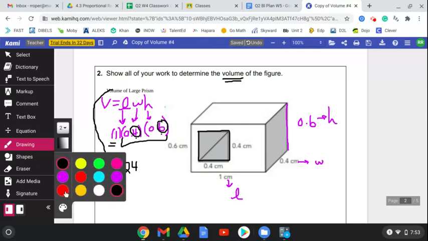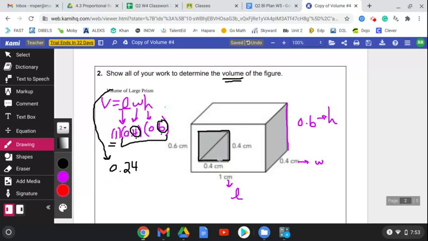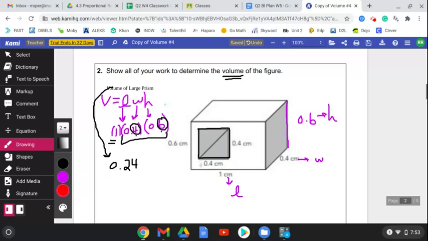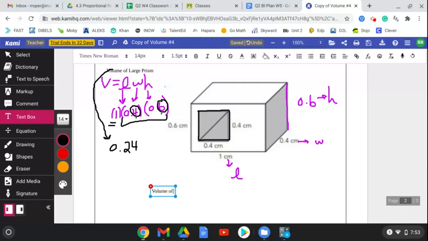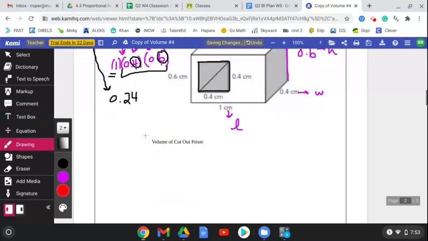Now, let's find the volume of this section that we cut out, if we cut that section out. So let me call this volume of cut out prism, the volume of the prism that's cut out. So again, volume is length times width times height. Okay, so the length would be right here, 0.4.